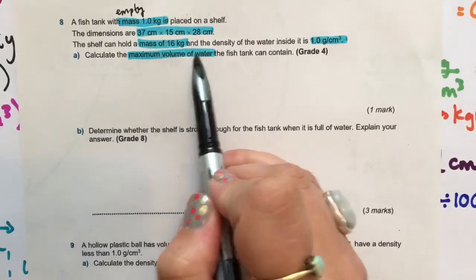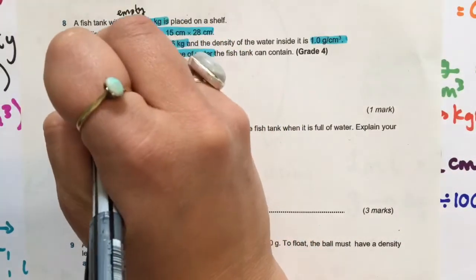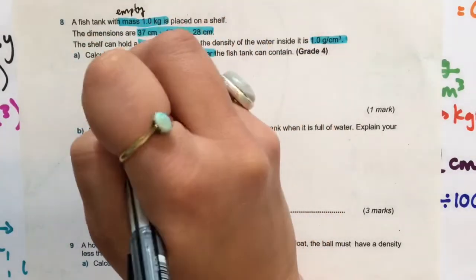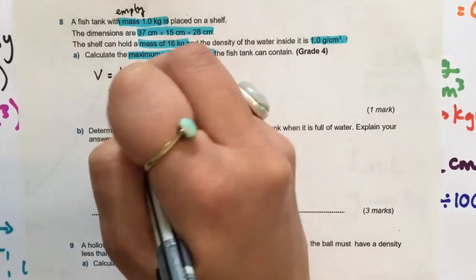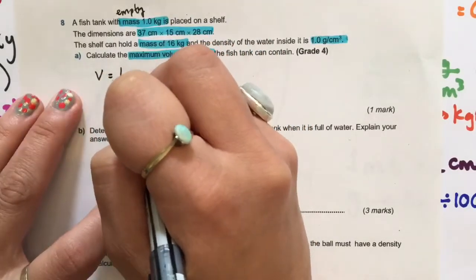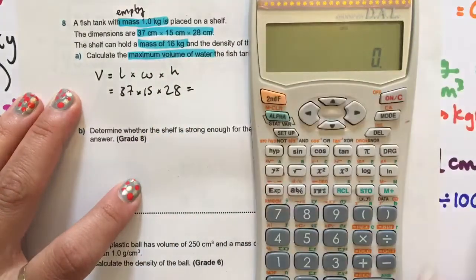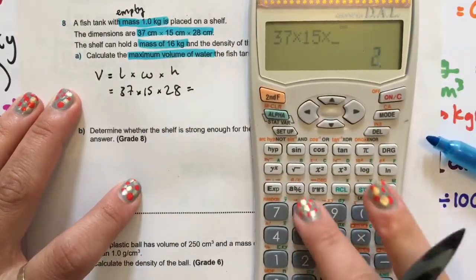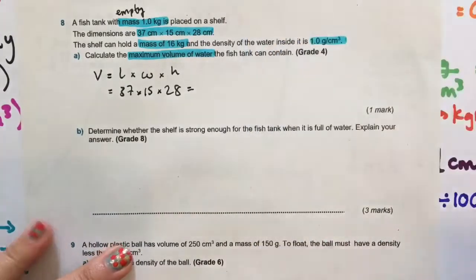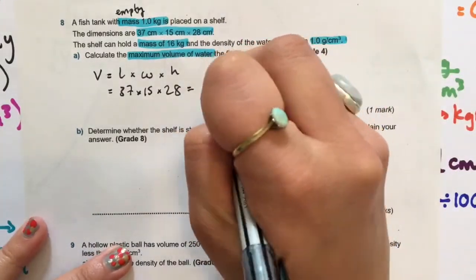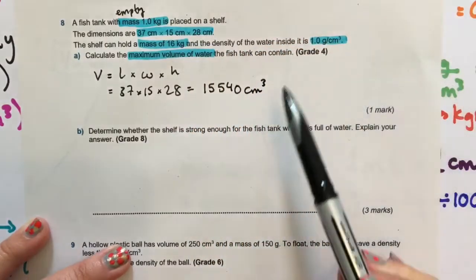So the maximum volume of water is the dimensions of the fish tank. So this is just asking us to do length times width times height. So we can do 37 times 15 times 28. So 15,540 centimetres cubed.